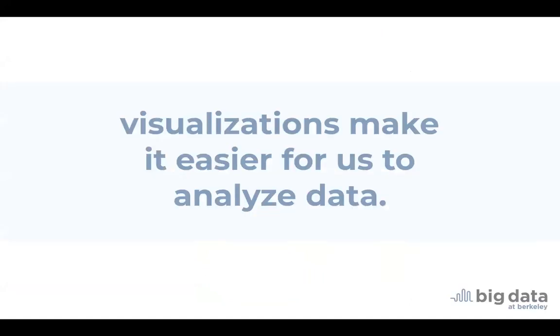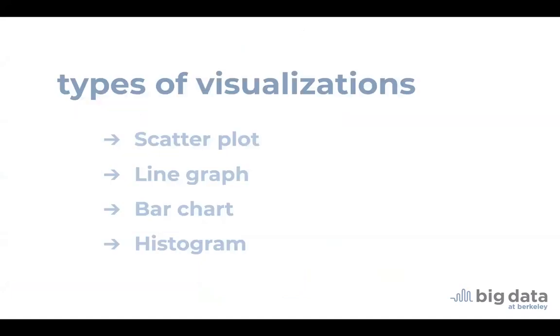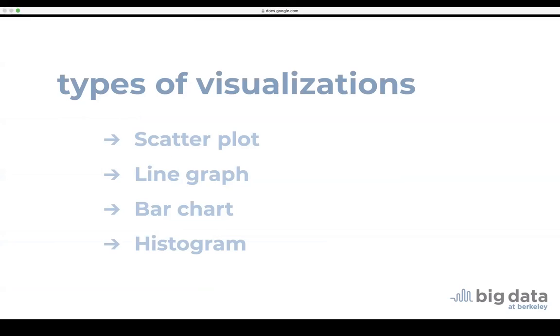All right, so now on to the main topic for today, visualizations. Why do we care about visualizations? The main point is that they make it easier for us to analyze data. If we can turn our data set into something readable, like a chart or a graph, it's very user-friendly. It's much easier to interpret than just a giant table of numbers. Today we'll be covering 4 main types of visualizations. We'll talk about scatter plots, line graphs, bar charts, and histograms.